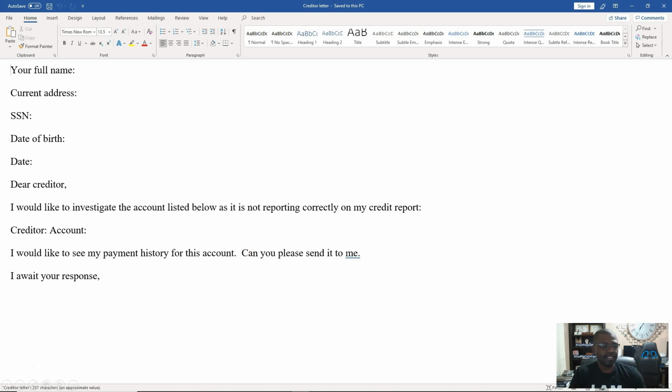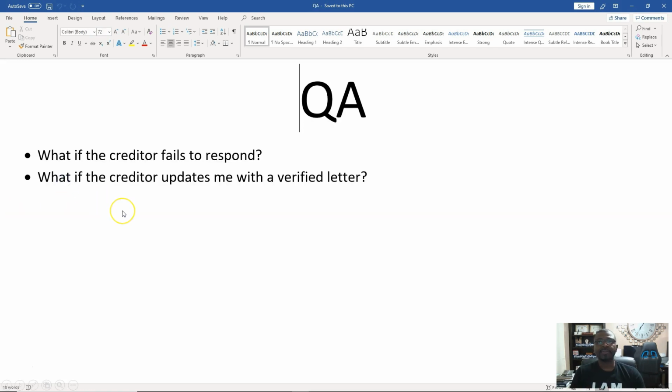All right, let's continue. All right, Q&A. These are common questions that come in. What if the creditor fails to respond? Now that can happen. So if they fail to respond, you just send a follow-up letter reiterating that you sent the first letter and they failed to respond to that first letter because you are asking for an investigation.